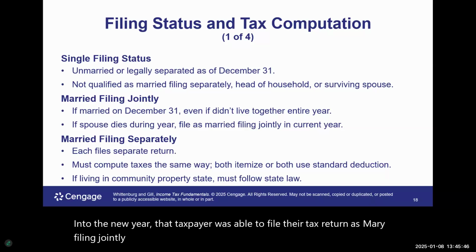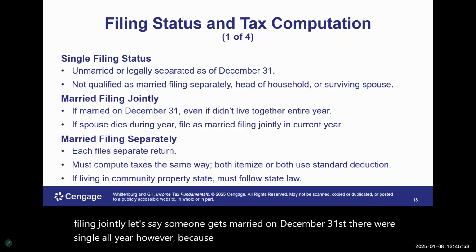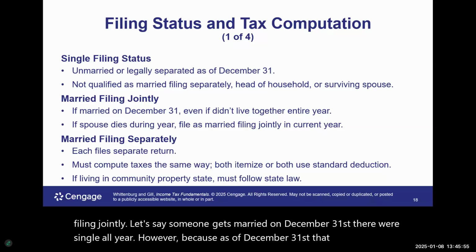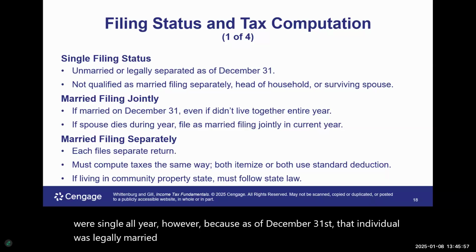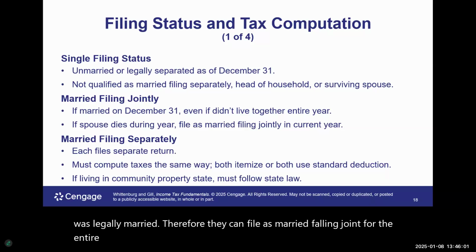Let's say someone gets married on December 31st. They were single all year. However, because as of December 31st that individual was legally married, they can file as married filing jointly for the entire year.